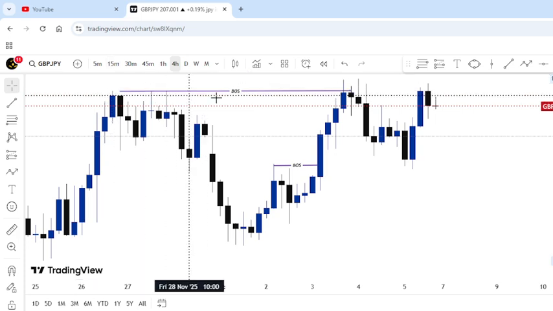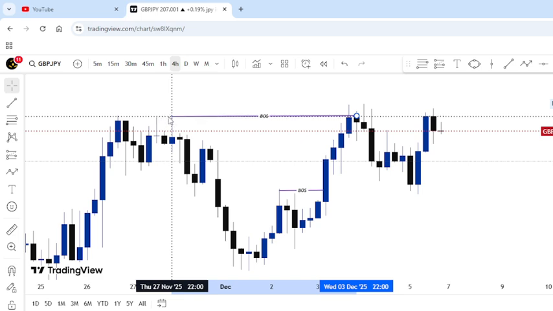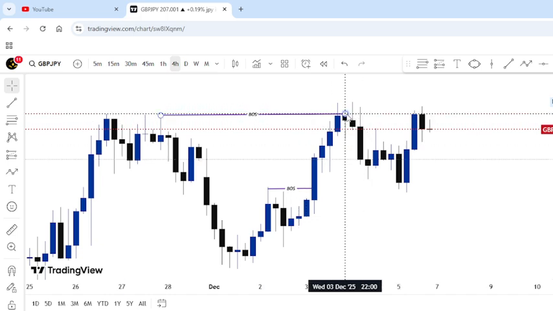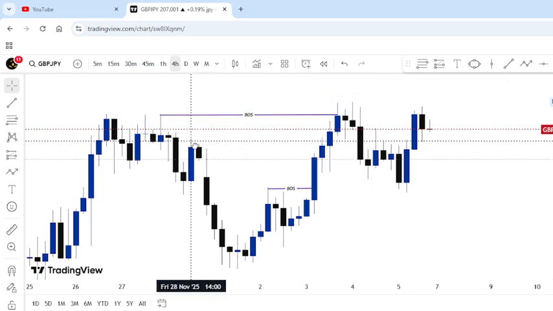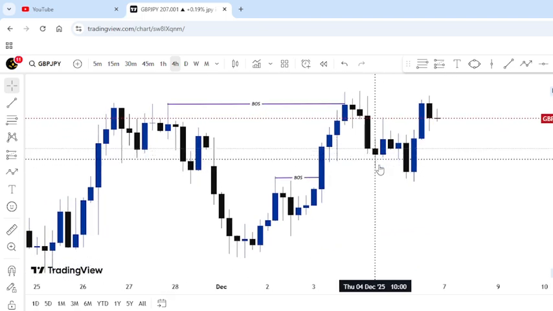So we have a break of structure here. It signals that we are still bullish, which is we are buying, even on the 4 hour time frame. So the break of this particular zone means we are still making higher highs and higher lows.